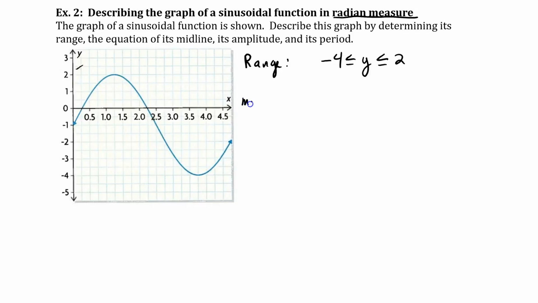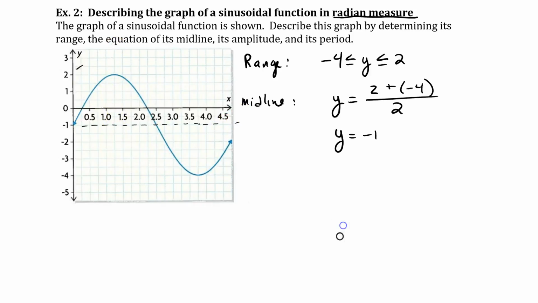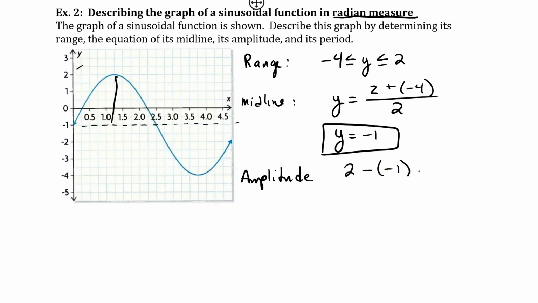We'll find the equation of the midline. y equals the maximum, 2, plus the minimum, which is -4, divided by 2. 2 minus 4 is -2, divided by 2, so y is going to be -1. If I were to draw a line right here, this is my midline, because half the graph is above that midline and half the graph is below. Now that we know the equation of the midline, we can find the amplitude. I'm going to say 2 minus -1 equals, a maximum minus the midline, 3. So the amplitude is 3.